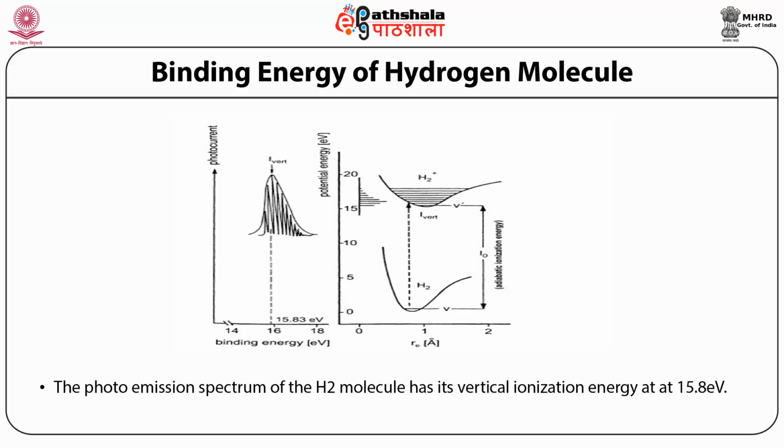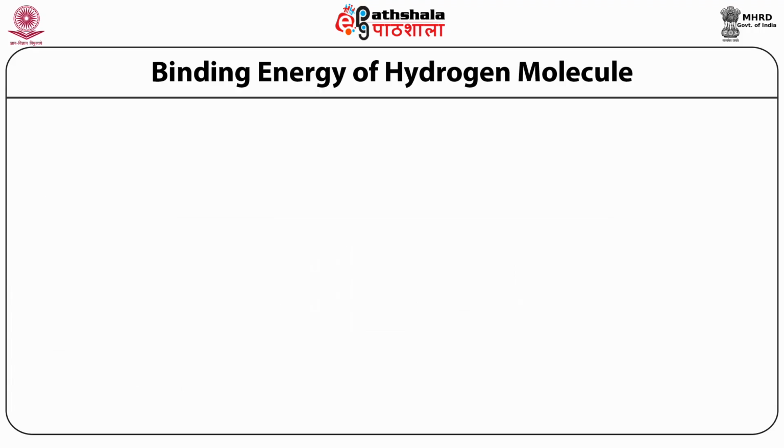Talks about the binding energy of the hydrogen molecule. This has been illustrated in this slide and makes it very clear in what way the energy changes when we move from one sublevel to another sublevel. The photoemission spectrum of the hydrogen molecule has its vertical ionization energy at 15.8 electron volt. Further explains this phenomenon.